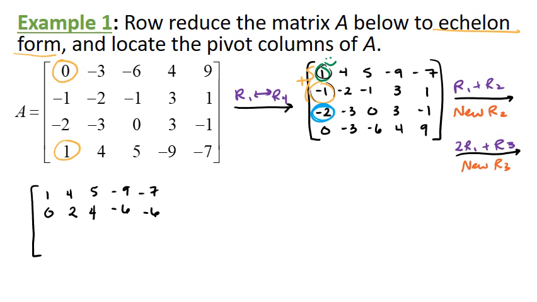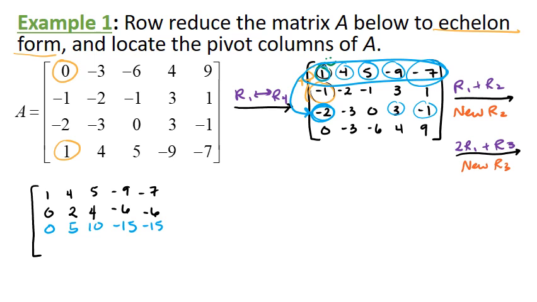So I'm going to have a new row 3 by multiplying this by 2 and adding it to here. So 2 times 1 is 2, plus negative 2 is 0. 2 times 4 is 8, plus a negative 3 is 5. 2 times 5 is 10, plus 0 is 10. 2 times negative 9 is negative 18, plus 3 is negative 15. This times 2 is negative 14, plus a negative 1 is negative 15.